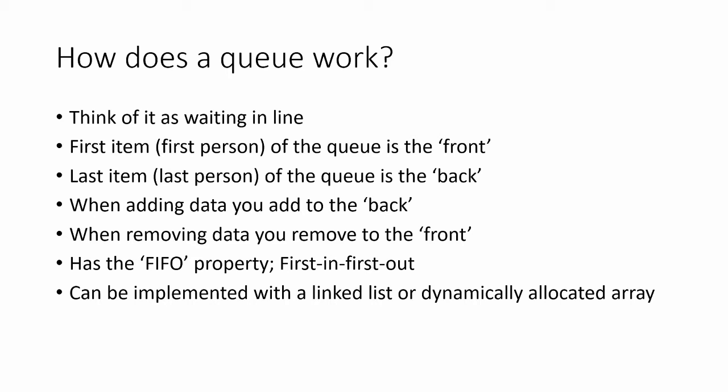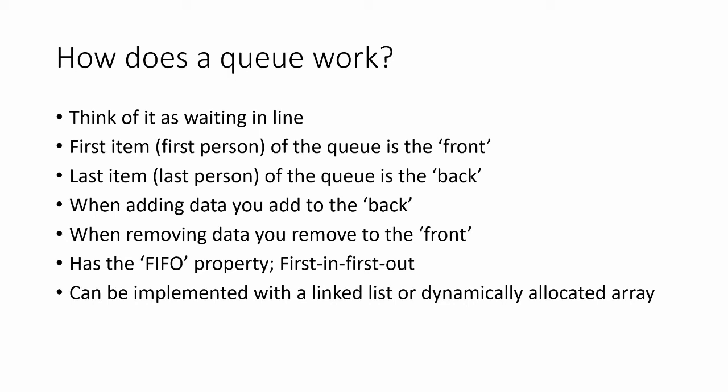When you're adding your data, you're going to add to the back, just as if there's a person that's going to get in line or get into the queue, they're going to go to the back. However, when you are removing your data, you're going to remove from the front, just like at an amusement park. If you're the first person in line, you're going to be the first person to get out of line. So this leads the queue data structure to have a FIFO property, which means that it is first in, first out. And like with stacks, this can be implemented with a linked list or a dynamically allocated array. And of course, because I love pain, I'm going to be using a dynamically allocated array.